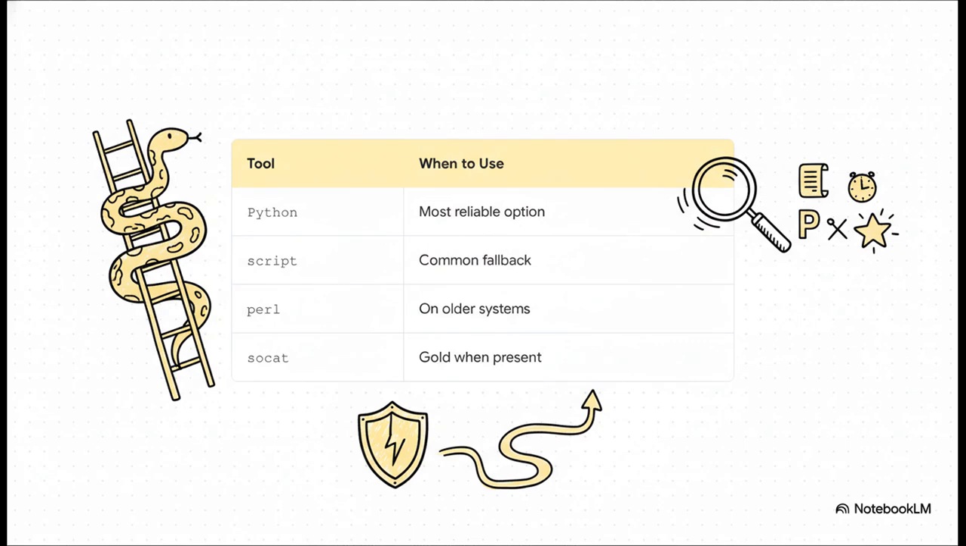Okay, so for step 2, spawning that PTY, you've got options. And listen, your goal here isn't to be fancy. It's just to get it done. If Python is on the box, that is almost always your best, most reliable bet. If it's not there, you look for what is there. Maybe it's script, maybe it's Perl. Hey, if you're really lucky, maybe you'll find socat. The whole point is to adapt to what the target gives you.